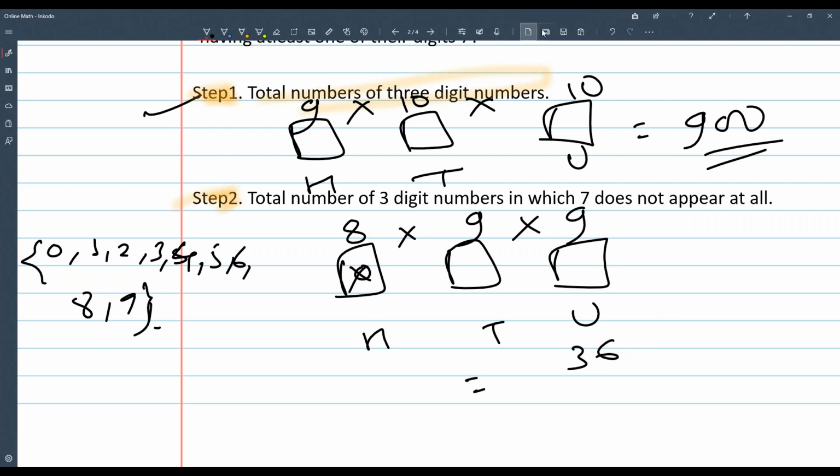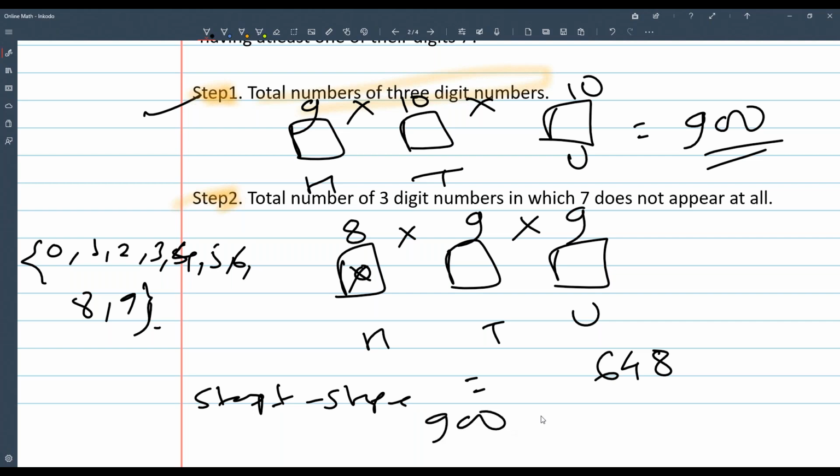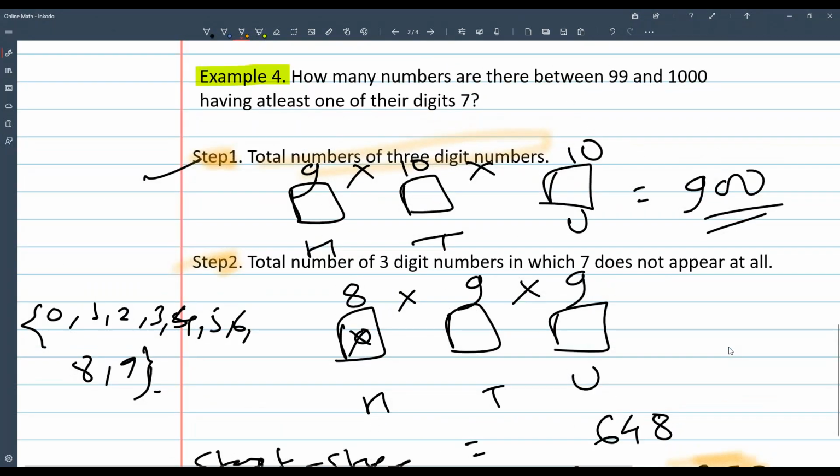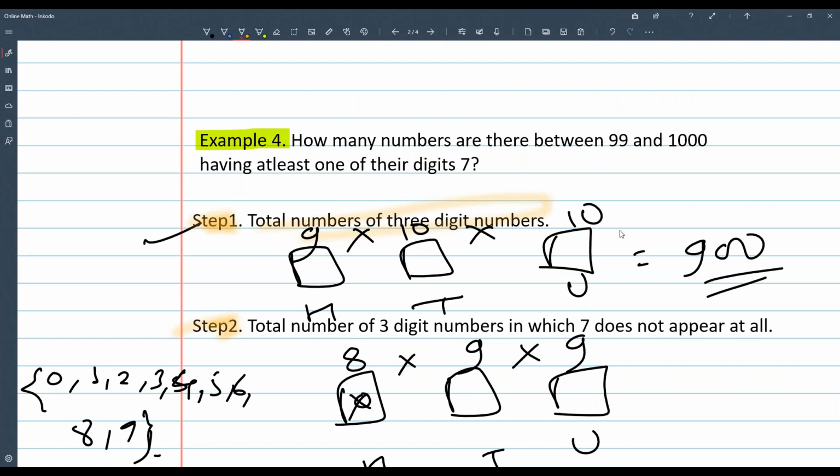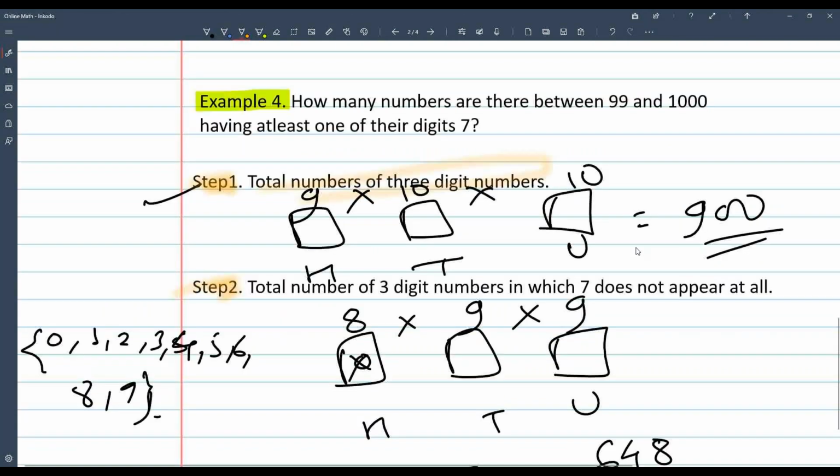So in total we have 648 such numbers. And what happens when we subtract step 1 minus step 2? On subtracting step number 2 from step number 1, we get all those numbers which contain at least one 7, because we have deleted all those 3-digit numbers in which 7 does not appear. So 252 is our final answer, in which 7 is appearing at at least one place.